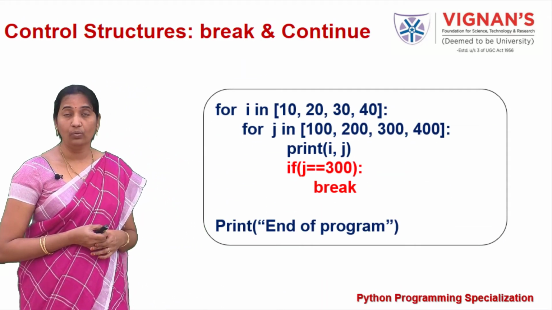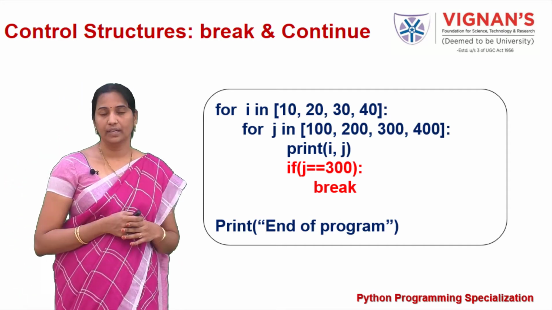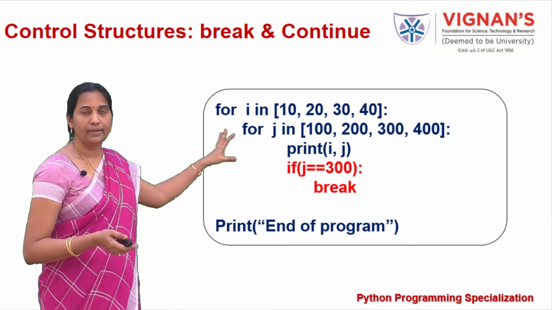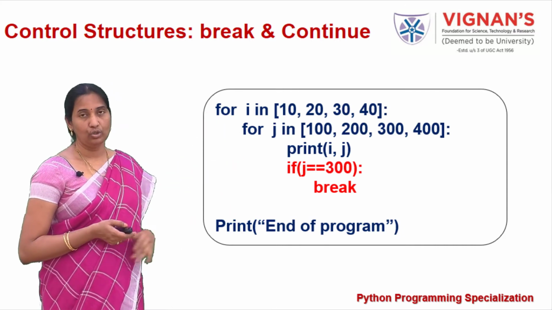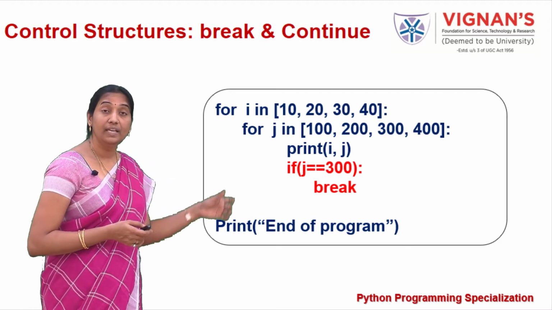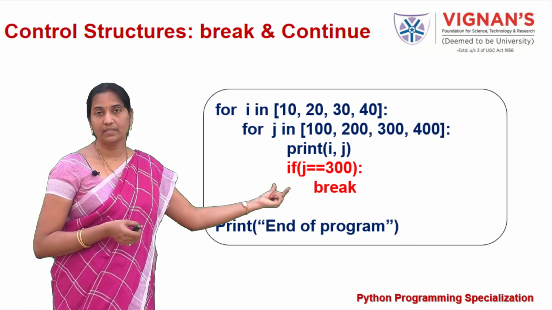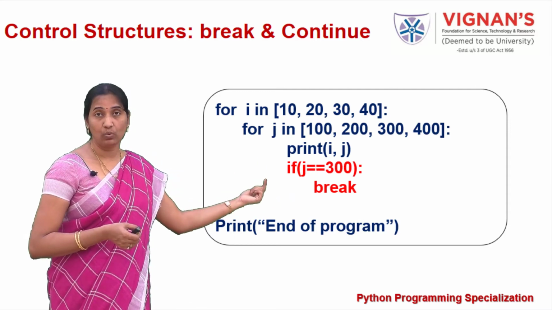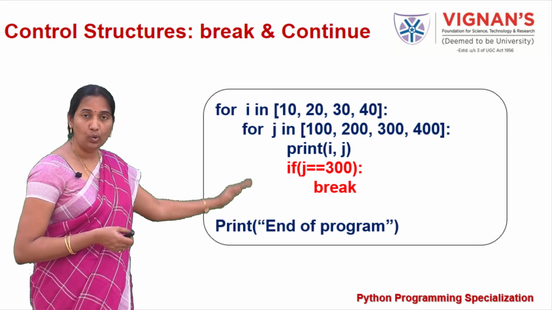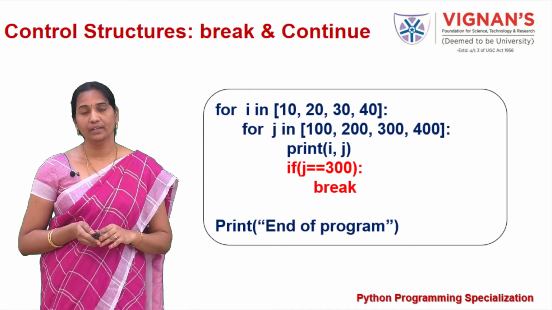Now let's see how we can use the break statement to terminate the inner loop of the nested for loops. Here I have the nested for loops, and let's see how we can use the break to terminate the inner loop. Whenever j value is equal to 300, the break statement is executed. In that case, the inner loop alone would be terminated and the outer loop would continue as usual.